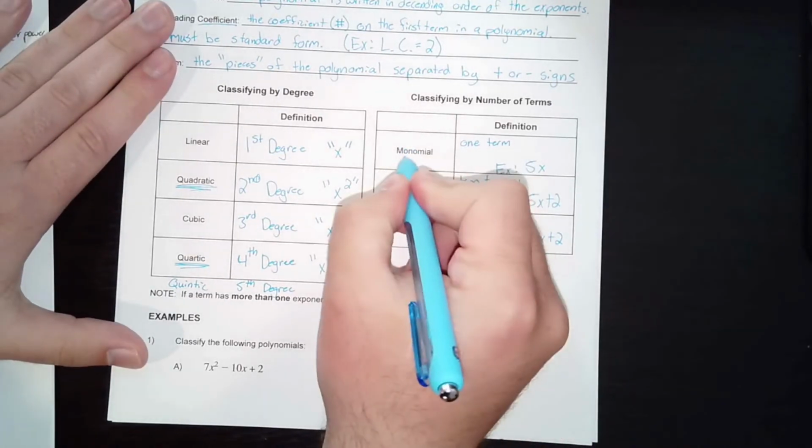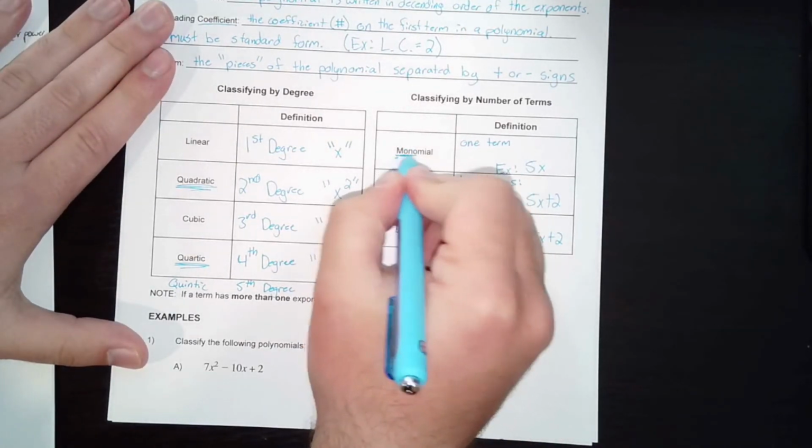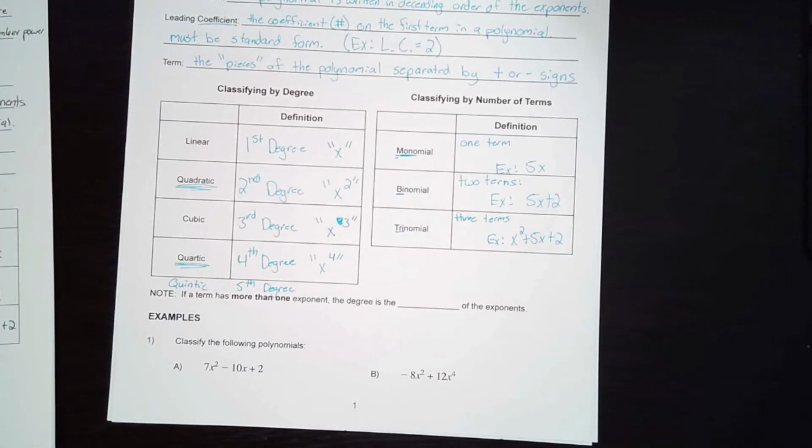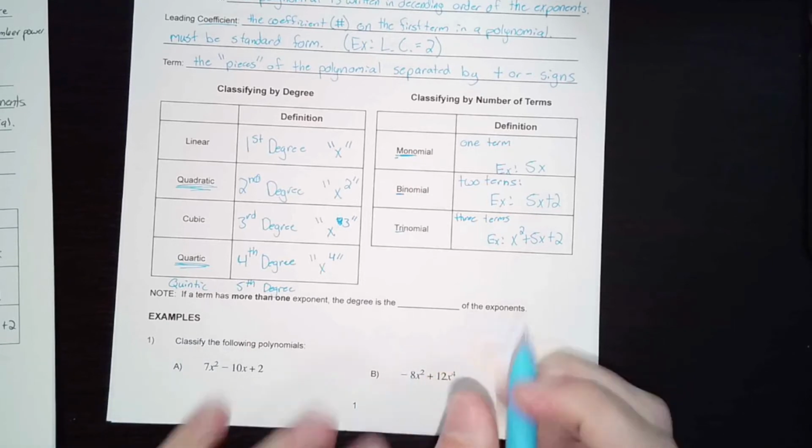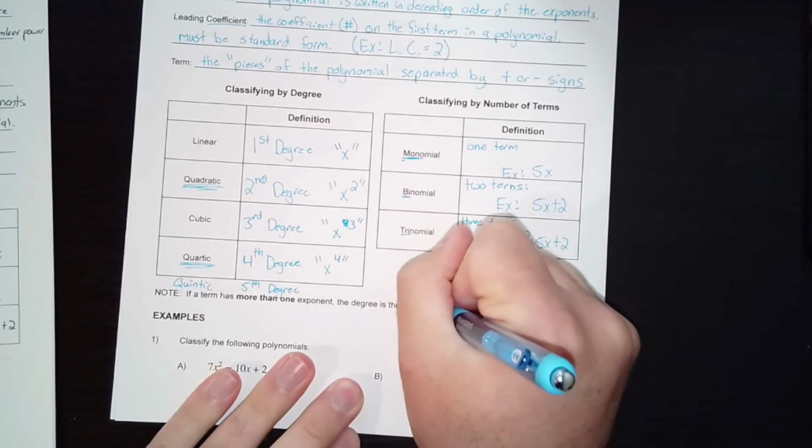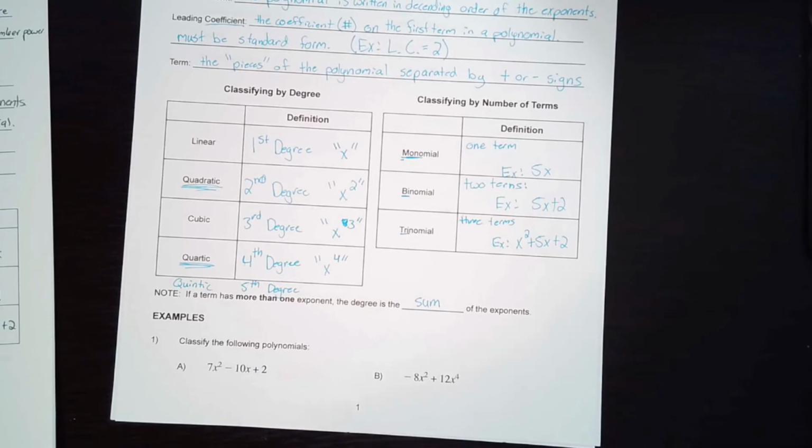So I've underlined your prefixes. Mono here also means 1. Okay, so you got 1, 2, and 3 as far as your terms, and then up to 5 for your degrees. Okay, one quick note here before we go on. Sometimes we're going to have multiple letters, which means we're going to get multiple exponents in one term. If that's the case, then the degree is those exponents added together, or what we refer to as the sum of those exponents. Okay, we'll see those in example 2 here in just a second.